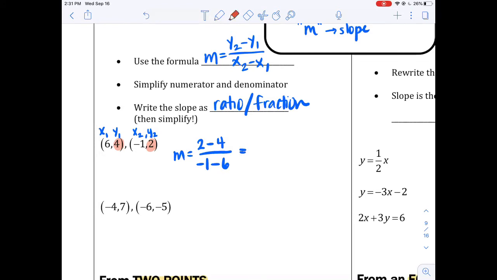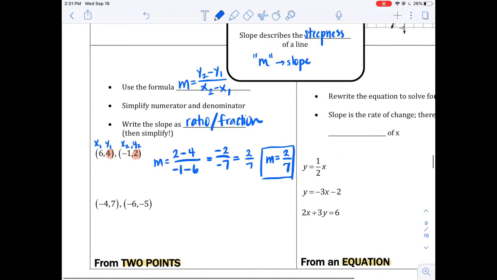We're going to simplify across, so 2 minus 4 is -2 over -7, which then becomes positive 2/7, right, because negative divided by a negative is a positive, so my slope is positive 2/7. So that means if we were graphing it, I'd rise 2, run 7.